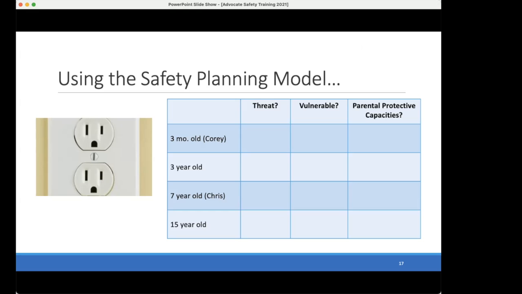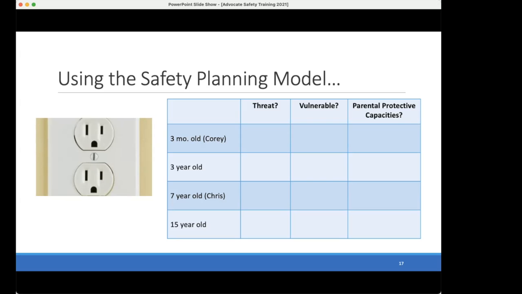What I want you to do, using this new framework that we just used, is determine whether or not this is a threat to these 4 children. So there is a 3-month-old, just a baby, and a 3-year-old. I know this is kind of going outside of being very specific to each child, but I just need you to practice this, use what you know about kids at these various ages. A 7-year-old, Chris, in our character story, a typical rambunctious 7-year-old, runs around, a little bit crazy, but he's 7. And then a 15-year-old. Is it a threat?